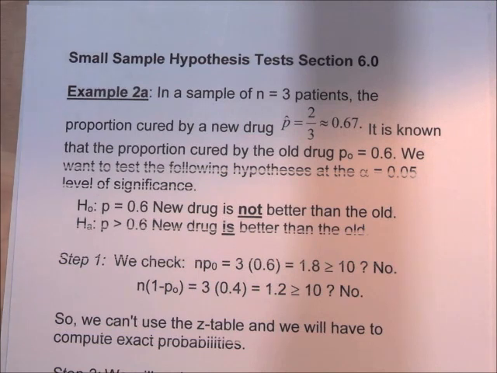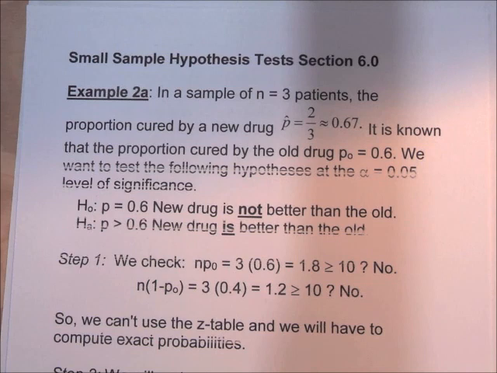In this example 2a, a sample of n equals 3 patients, proportion cured by the new drug, p hat, is 2 out of 3, or 0.67. It is known that the proportion cured by the old drug, p0, is 0.6. We want to test the following hypotheses. H naught: p equals 0.6, the new drug is not better than the old, versus HA: p is greater than 0.6, the new drug is better than the old.